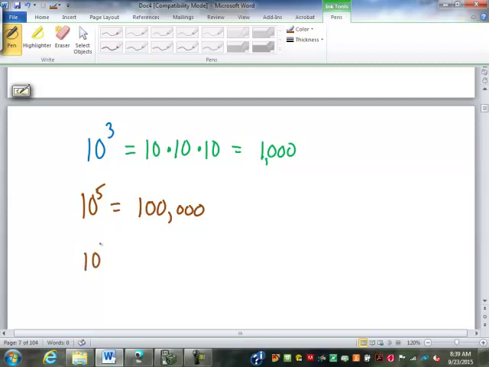How about 10 to the 2nd? 10 squared, 10 times 10 is 100. Or 10 to the 7th. Well, how was I able to calculate those out so quickly? Obviously, there's a pattern. Does anybody see what the pattern is? Sure. 10 to the power of 3, we end up with a 1 followed by 3 zeros. 10 to the power of 5, we have a 1 followed by 5 zeros. 10 to the power of 2, 2 zeros. 7, 7 zeros.